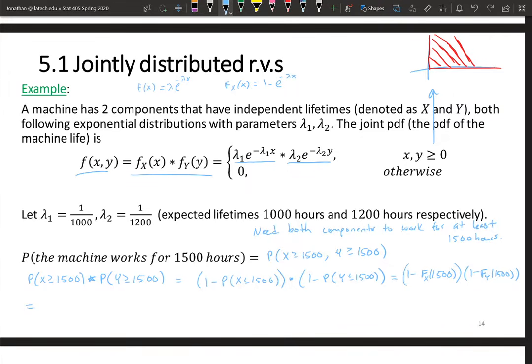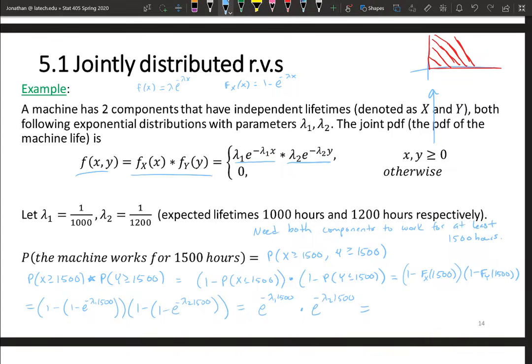So we're going to say that this is going to be 1 minus F sub X, which is 1 minus e to the negative lambda 1 times 1500, times 1 minus, parentheses, 1 minus e to the negative lambda 2 times 1500. And so that's going to be e to the negative lambda 1 times 1500, times e to the negative lambda 2 times 1500.